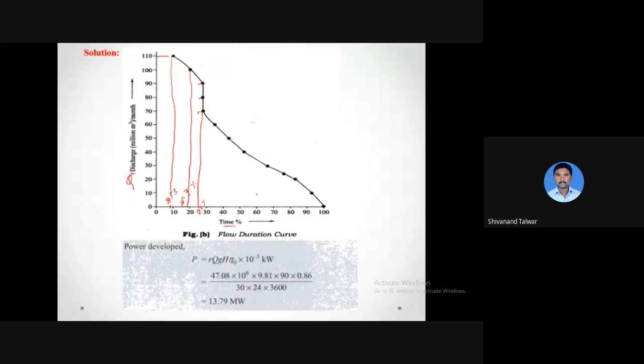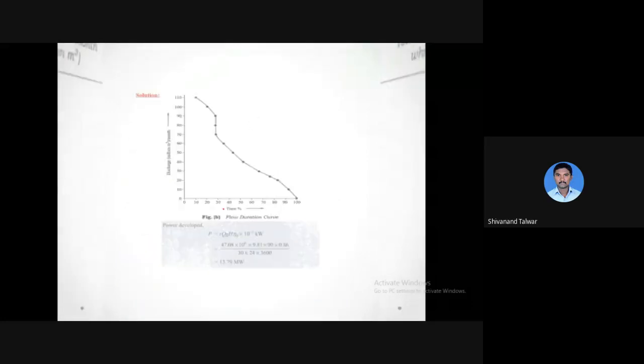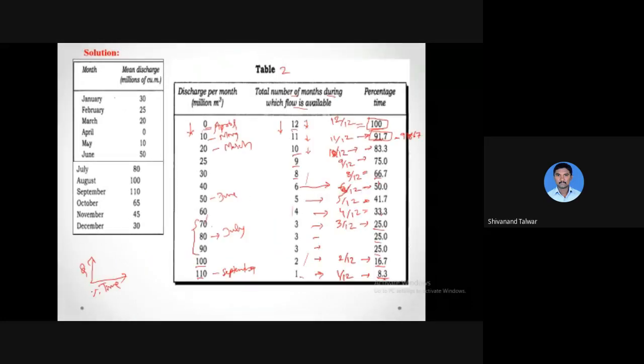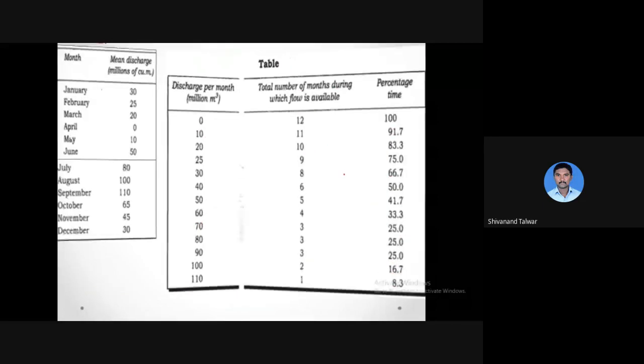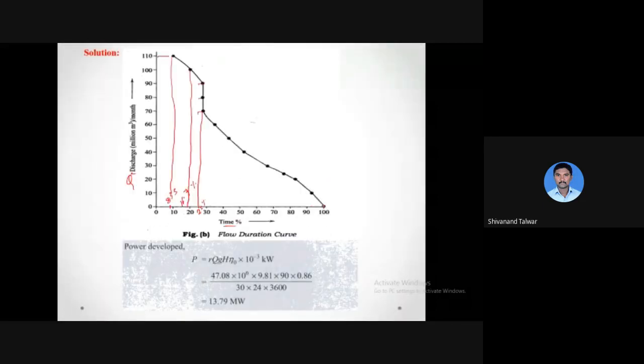Okay, so same way we have to find for other values like 33%, 41.7%, then up to 100. So for 100, it is 0. Okay, so what is the area which we are getting inside this curve? This area is nothing but the flow duration curve. So this we call it as the flow duration curve.